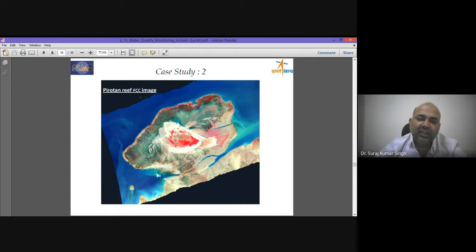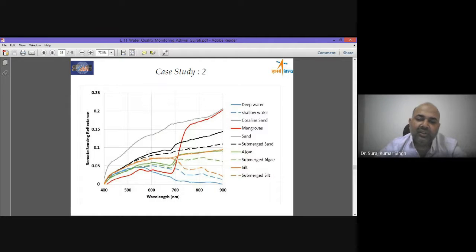So you can see how the various samples have been collected from the field, and the spectral response curve of the same feature has been created, where you can see the deep water, shallow water, coralline sands, mangrove sand, submerged sand, algae, submerged algae, silt, submerged silt. So various earth features are there, and each and every earth feature behaves differently in different bands.